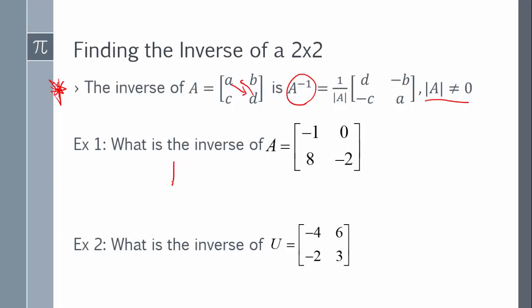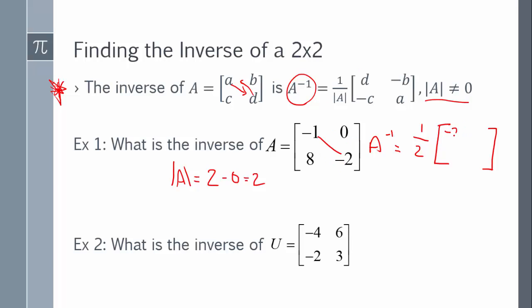So here's the first one. First thing we'll do is get the determinant of A. Remember, we'll do -1 times -2, which is positive 2, and 8 times 0 is 0. So the determinant of A is 2. That means A inverse is going to equal 1 over 2 times a little bit of a rearrangement of these elements.